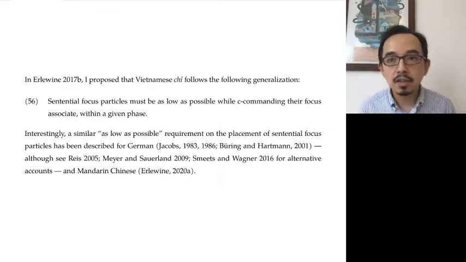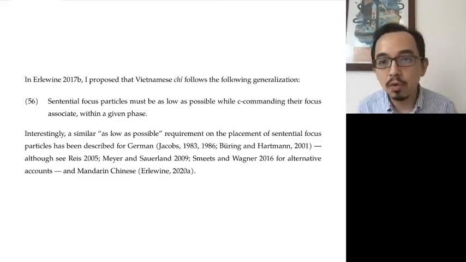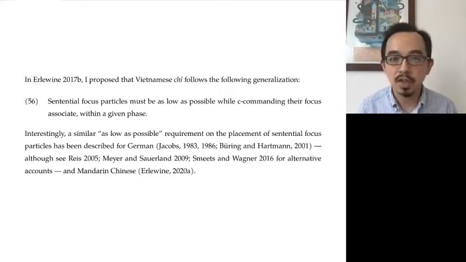So based on this and further data, in this 2017 paper, I proposed that the Vietnamese sentential focus particles, including qi, follow the generalization in 56: that sentential focus particles in Vietnamese must be as low as possible while c-commanding their focus associate within a given phase. Now that last part is important because it's a way of understanding the data that we just saw in the previous slide in 54 and 55.